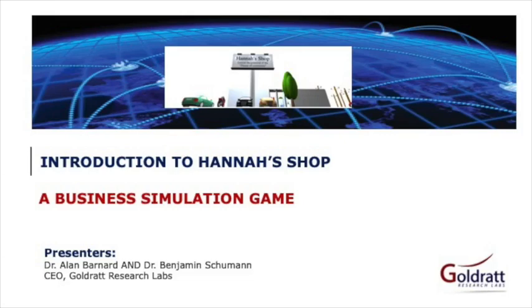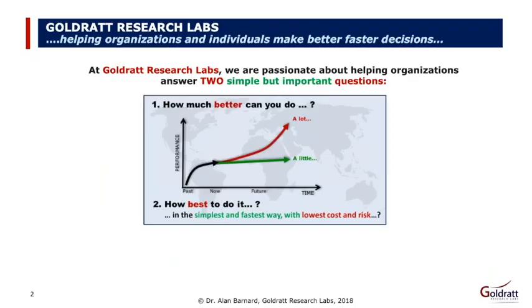We focus on helping organizations and individuals make better, faster decisions, and it's really about helping them answer two specific questions: how much better can you do, just a little bit or maybe a lot, and how best to do it. What's the simplest, fastest, lowest cost and lowest risk way of doing substantially better within your organization? We study why good people make, and often repeat, bad decisions, especially in what are called VUCA environments: environments governed by high volatility, uncertainty, complexity, constraints, and ambiguity.